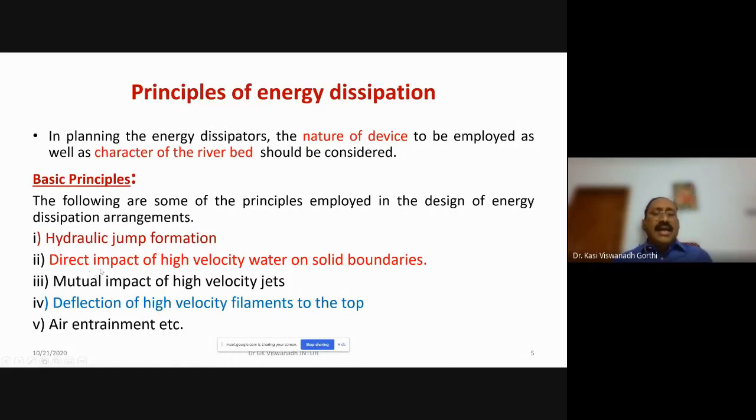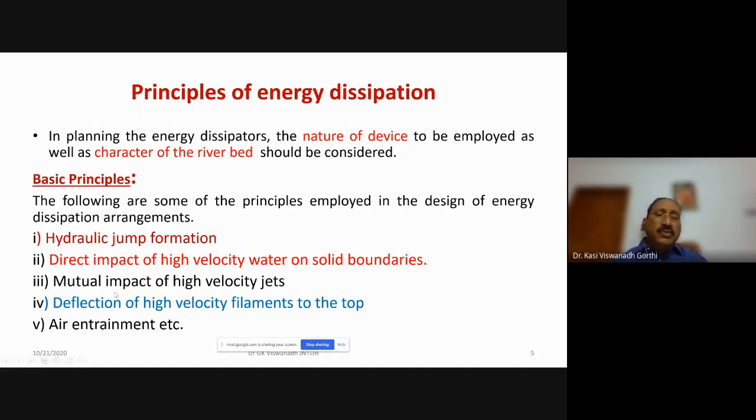Second is direct impact of high velocity water on a solid boundary. At the downstream foot of the spillway, the thickness of the apron or the boundary is designed in such a way that it will be able to resist the impact due to this falling water. The high velocity water falling at the downstream foot of the spillway will be absorbed because we are providing a solid apron, a mass concrete apron.